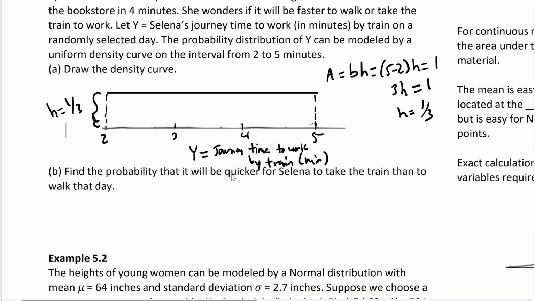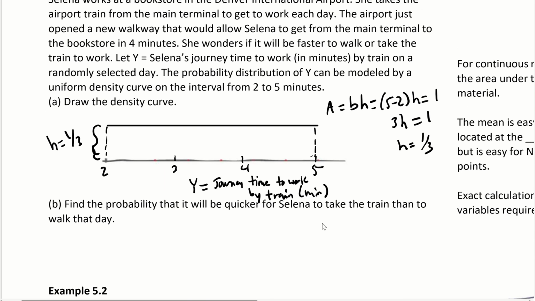Now find the probability that it'd be quicker for Selena to take the train than to walk that day. All right, so it says there's a walkway that would take her 4 minutes to walk.